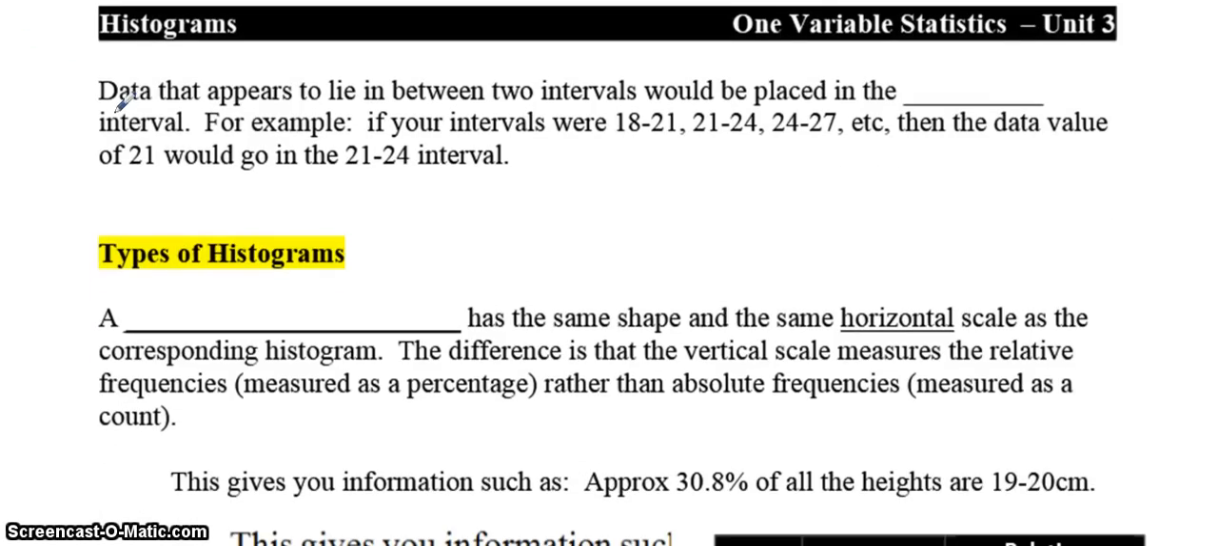So we talked about this. Data that appears to lie in between 2 intervals would be placed in the higher interval. For example, if your intervals were 18 to 21, 21 to 24, the value of 21 would go in the higher interval. So as I said, you would indicate that using the square brackets means it's inclusive, the curved brackets means it is not inclusive.